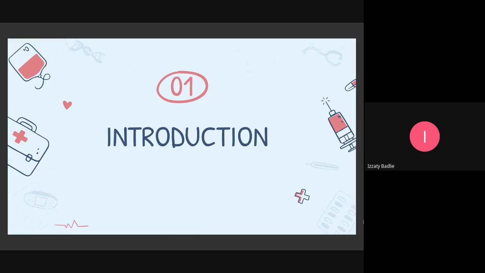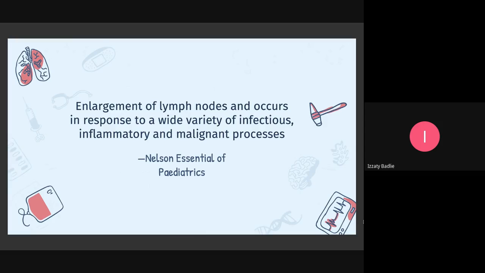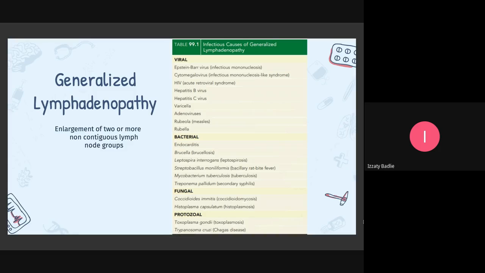Next. So this is the introduction. What is lymphadenopathy? Lymphadenopathy is defined as the enlargement of lymph nodes, and it occurs in a variety of infectious, inflammatory, and malignant processes. This is from the Nelson Essentials of Pediatrics, 8th edition. Lymphadenopathy can be classified into generalized and regional or localized lymphadenopathy. Generalized lymphadenopathy is an enlargement of two or more non-contiguous lymph node groups.